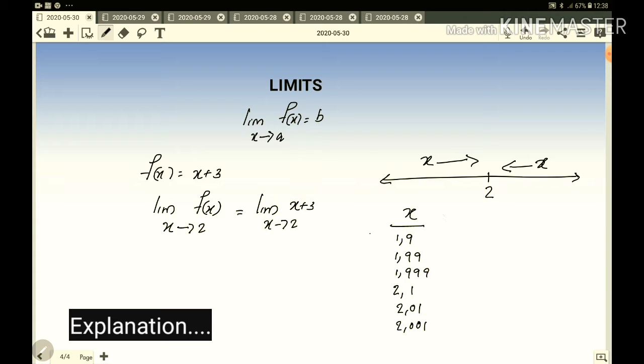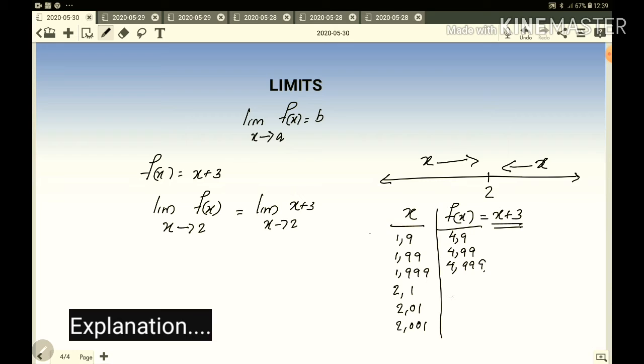Then what will be the values of f of x? What is f of x? x plus 3. When the x value is 1.9, that is from the left hand side of 2, you can substitute here in x plus 3, replacing x with 1.9. So it's going to be 4.9. When x is 1.99, substitute here: 1.99 plus 3 is going to be 4.99, or it's going to be 4.999.